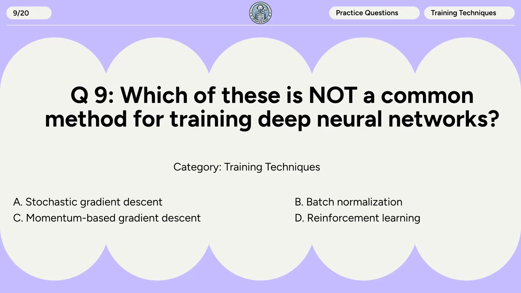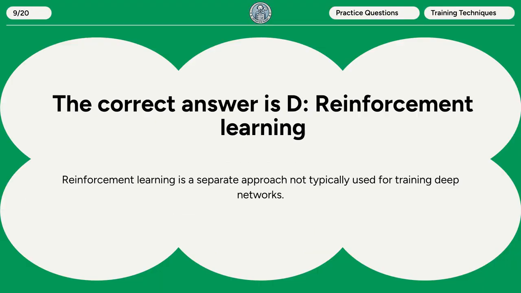The correct answer is D. Reinforcement learning. Reinforcement learning is a separate approach not typically used for training deep networks.